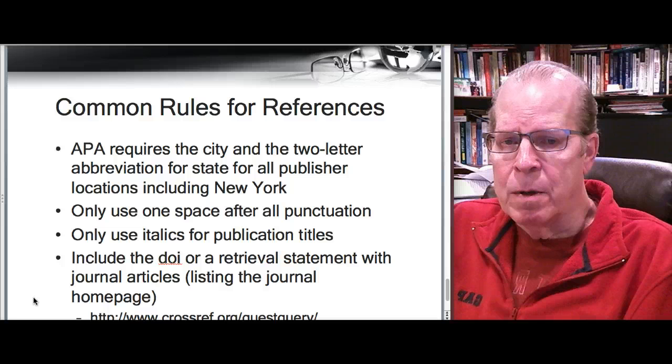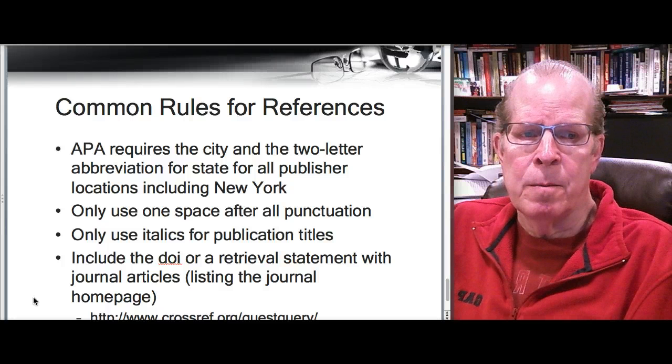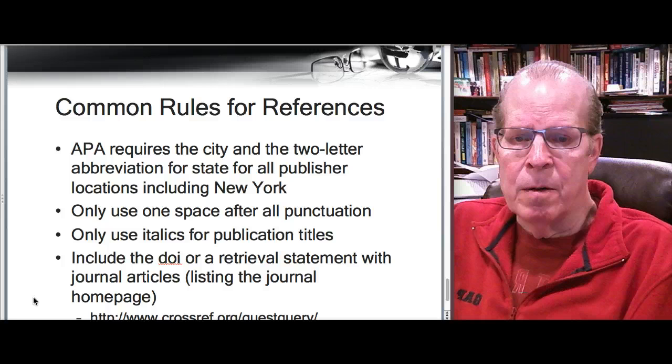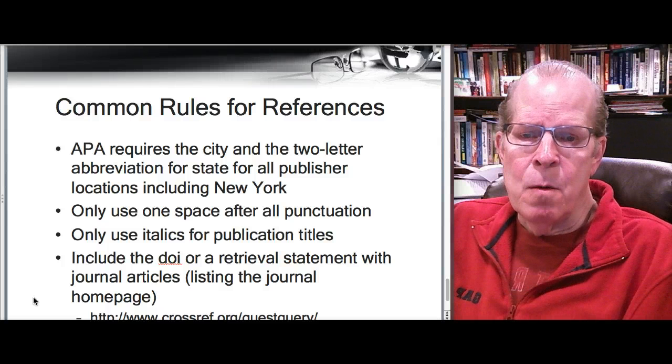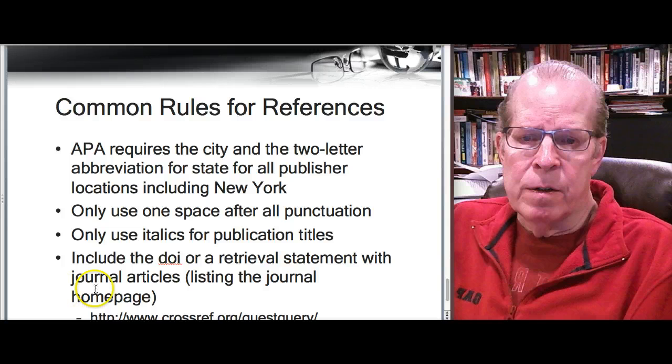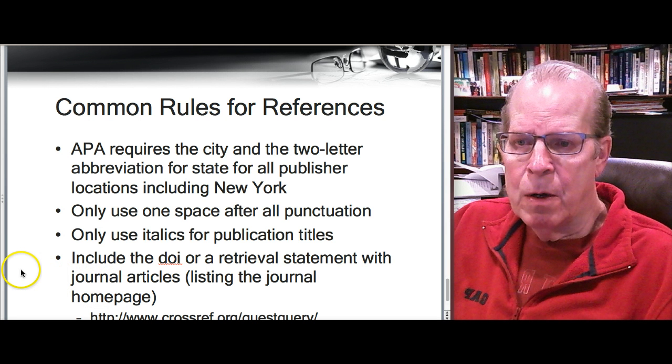They also, at one time, we listed the database. We'd say retrieve from ProQuest.com, and then the APA said, well, they're just a database. They don't include journals. So what they ended up with, they said list the URL for the home page for the journal. So if there's no DOI, you'll list the home page for the journal, and that takes the reader to the journal home page, and at least they have a way to access the article.